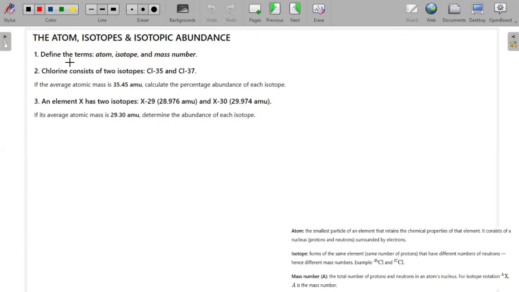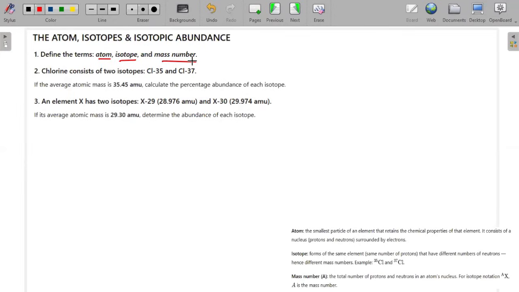They're saying define the terms atom, isotope, and mass number. I believe everyone here knows how to define an atom, right? An atom, we just say it's the smallest particle of an element. That's what we used to say at grade 12. But when you come to the university level, you'd like to enrich your answer. So you say it's the smallest particle of an element that retains the chemical properties of that element. That's the proper definition of the atom, or you can also define it in your own way.